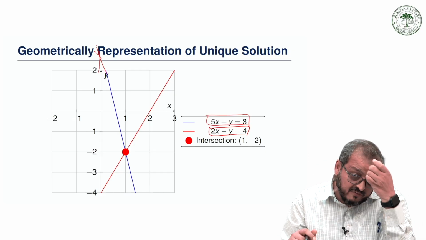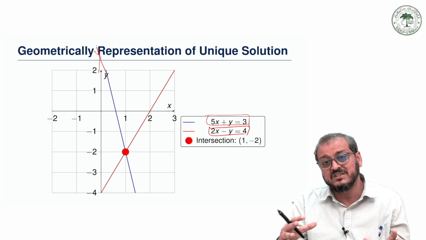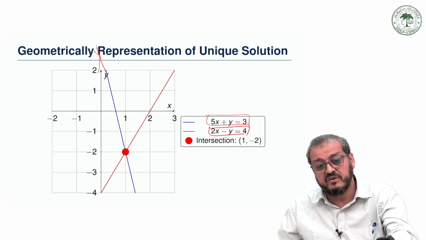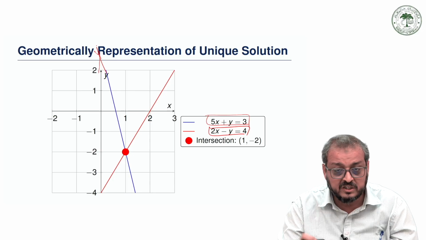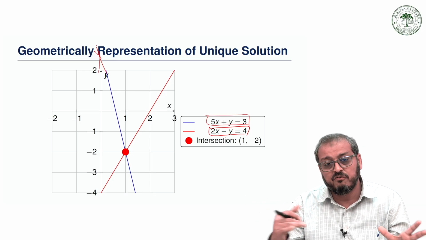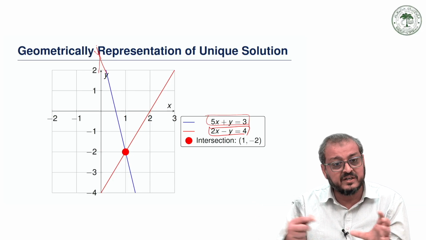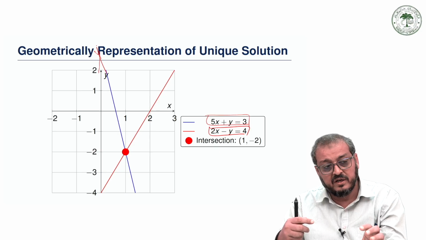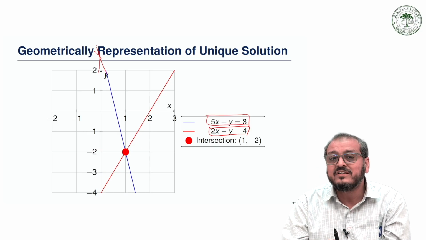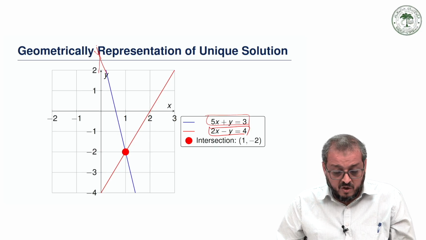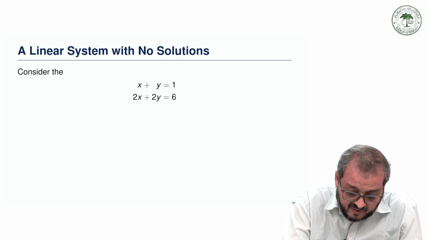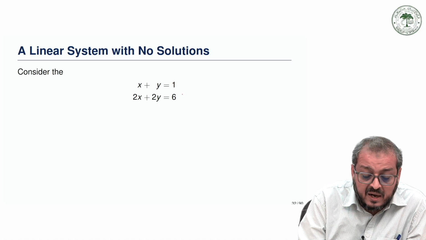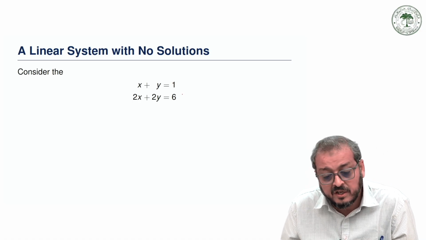That means a unique solution is a single point where the equations intersect. So if 2 lines, or 3 lines, or 4 equations intersect at a single point, then we can say that the system has a unique solution. Okay, now we try another example, in which the system has no solution.